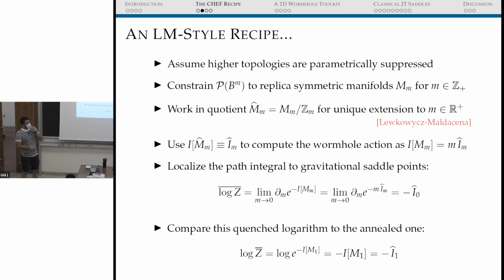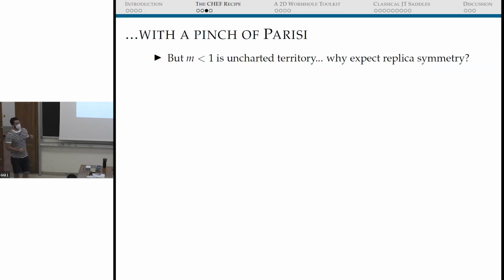Now, you might wonder how sensible it is to include or to consider replica symmetry. And this goes a little bit perhaps in the direction of what John was mentioning, whether we can do better in terms of assumptions with symmetries. And so since m smaller than 1 is a rather unexplored territory, why would we expect replica symmetry? Or what does replica symmetry even mean, right? We have less than 1 copy.